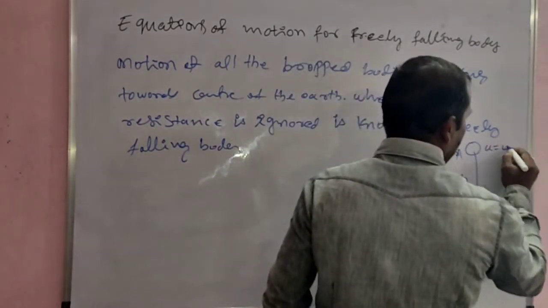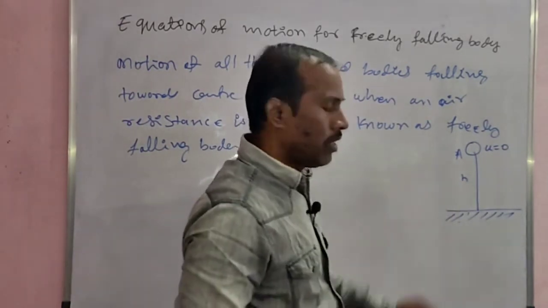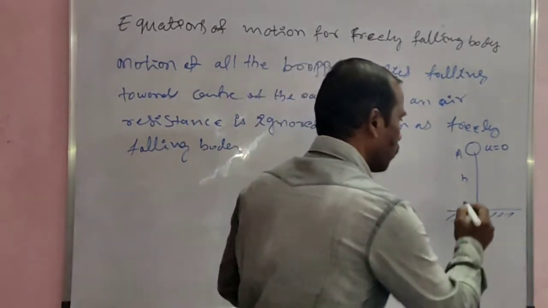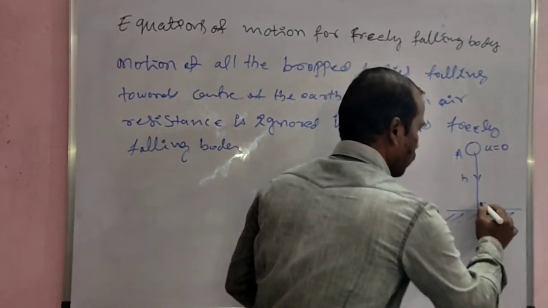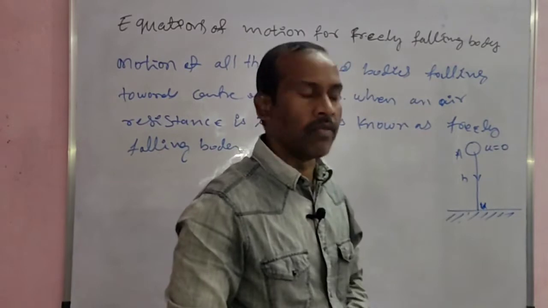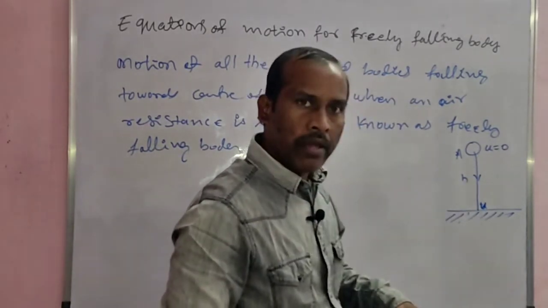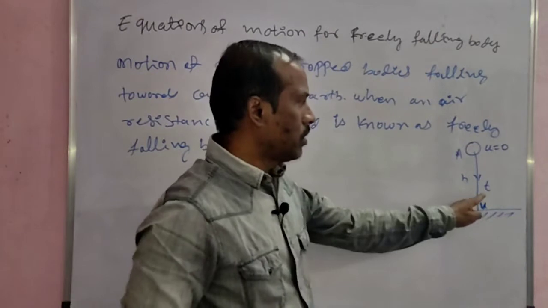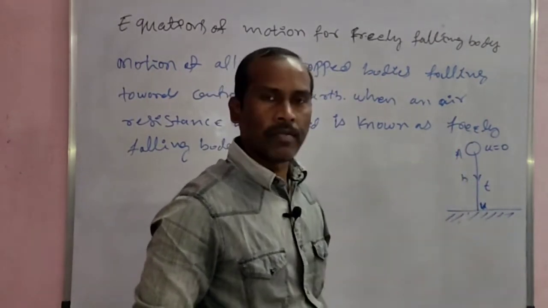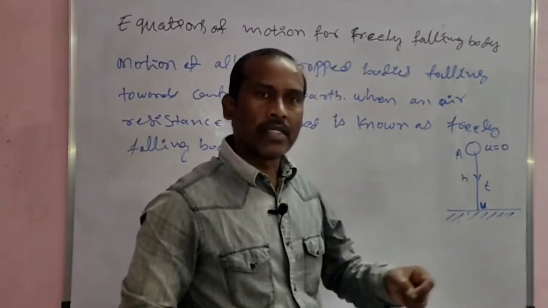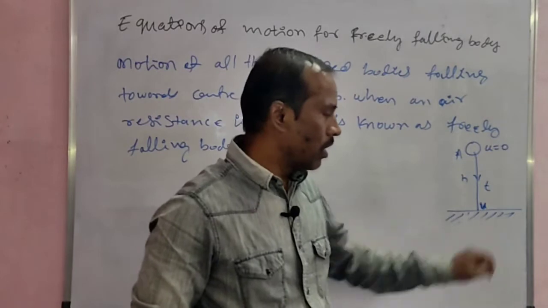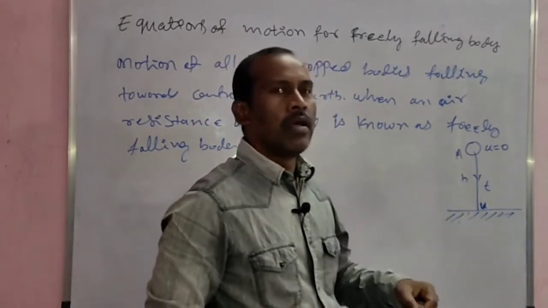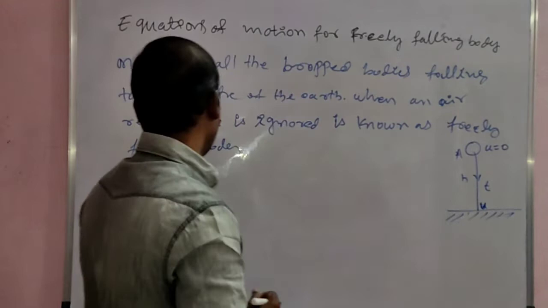So here the body is dropped. The initial velocity u is 0. h is the height of the body. The body touches the ground with velocity v. t is the time taken by the body to reach the earth surface. Here v means the velocity with which the body touches the earth, h means the height of the body, and u means the initial velocity of the body. The body is placed at a point A. Okay. Now the kinematic equations.